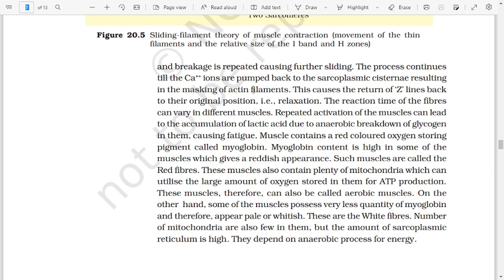The process continues till the calcium ions are pumped back to the sarcoplasmic cisternae, resulting in the masking of actin filaments. This causes the return of Z lines back to their original position, i.e., relaxation. The reaction time of the fibers can vary in different muscles. Repeated activation of the muscles can lead to the accumulation of lactic acid due to the anaerobic breakdown of glycogen in them, causing fatigue. Muscle contains a red colored oxygen storing pigment called myoglobin.